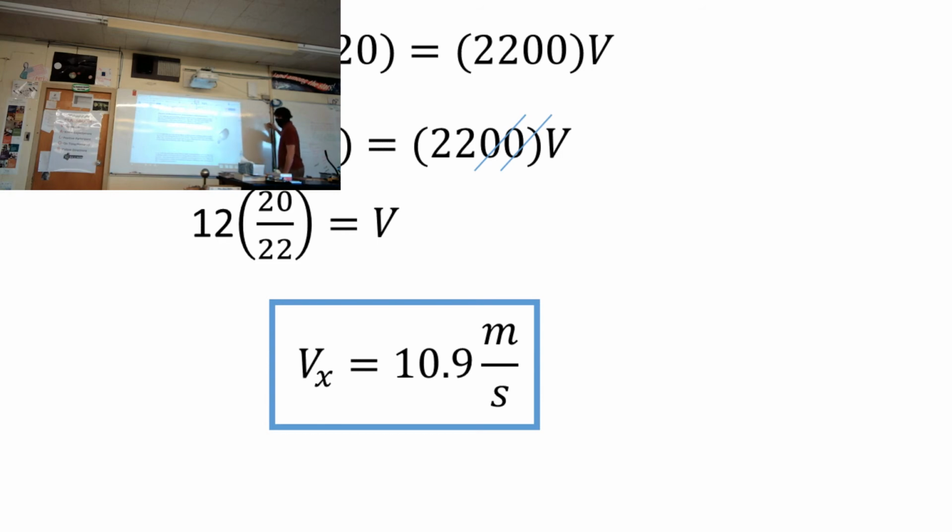That's our first part of the answer. While you're checking that, I'm going to start the second part, which is solving the y direction. 10.9? Oh, dang. 0.909. So it's 10.9 roughly. Yeah.